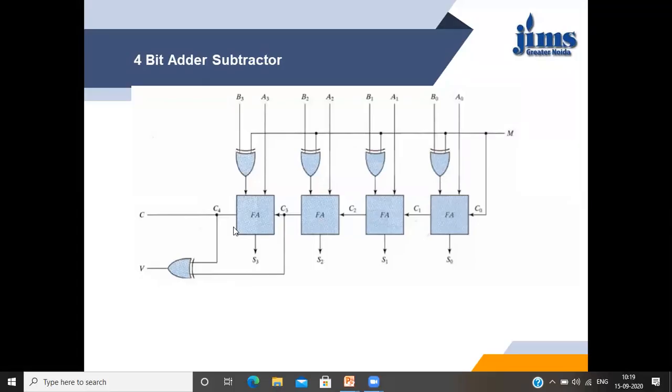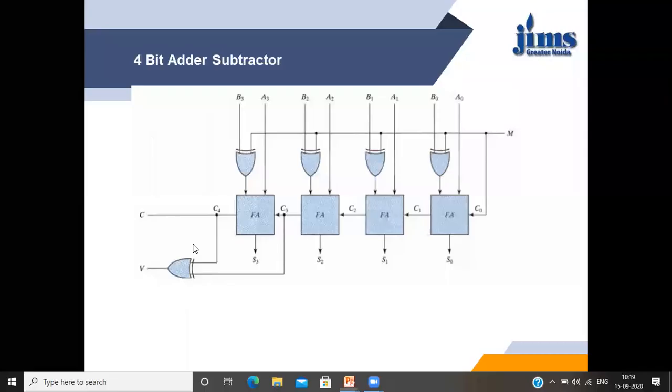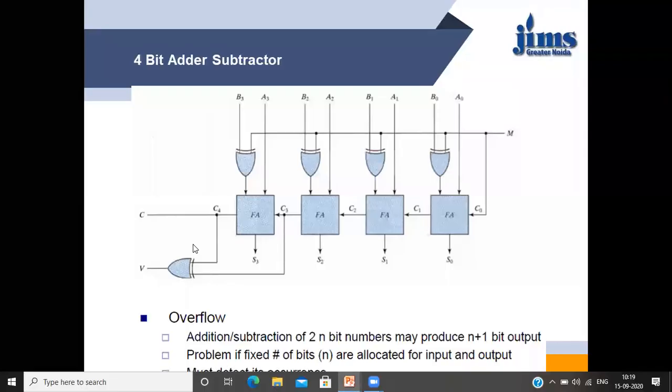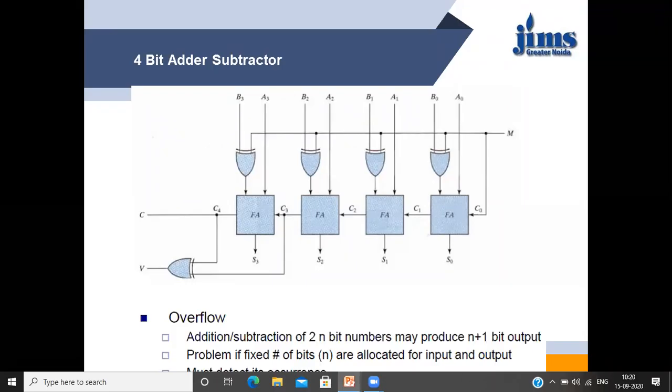So here we have used one other XOR gate, which is for the overflow. When we are adding or subtracting two n-bit numbers, it may produce an n plus 1 bit output, that is, one is the carry out. The problem arises if a fixed number of bits n are collected for input and output. When we are adding with paper and pencil, then there is no issue.